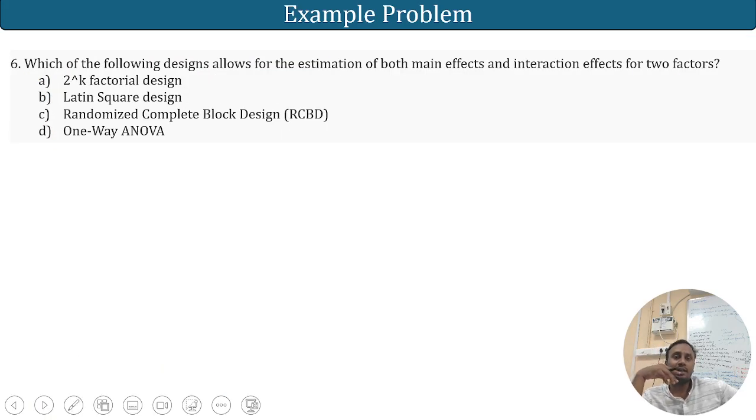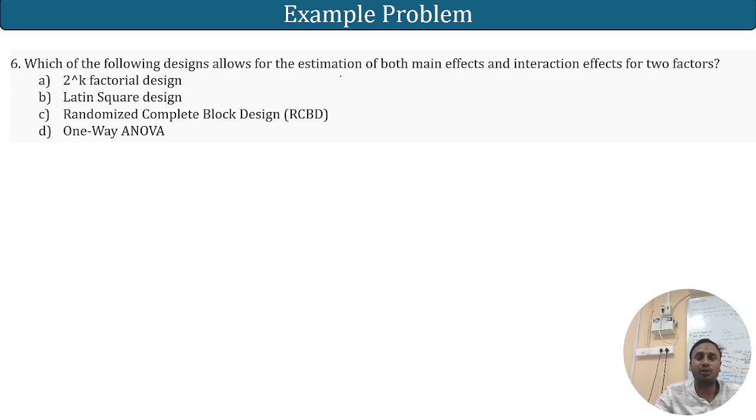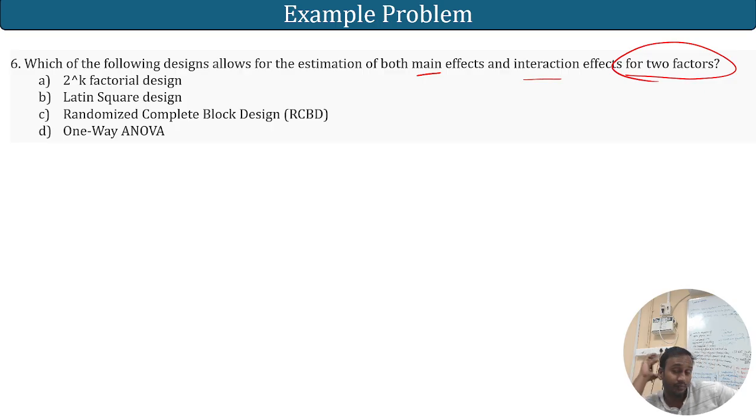Then we have the next question: which of the following designs allow for the estimation of both main effect and interaction effect for two factors? Just tell me. Which one? A is the answer, sir. Yes, A will allow for the main effect and also the interaction.